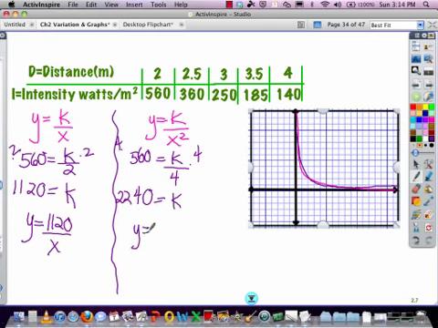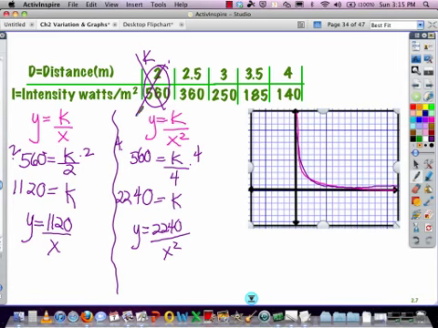Again, write your equation. Y equals, and if we have 2240 as our k value, all divided by our x squared, we should now be able to take any other point that you have in your list and calculate with it. So we already used 2 and 560 as our given information to help us find k. That's what we used. So I would not use that point again, because we're just going to get in trouble if we do. It'll come back out to be equal to each other.